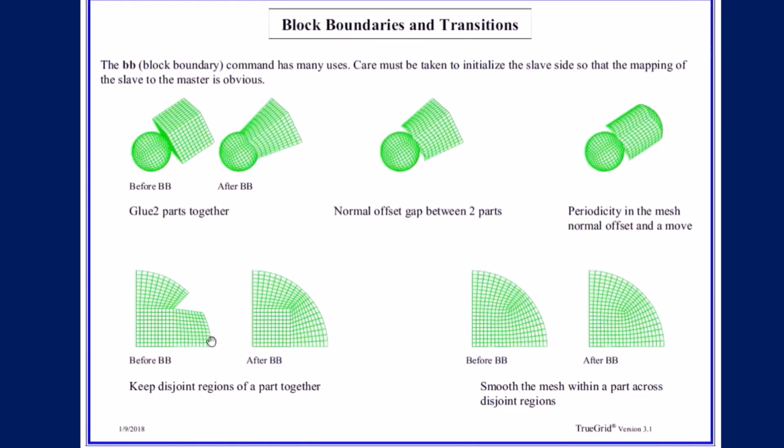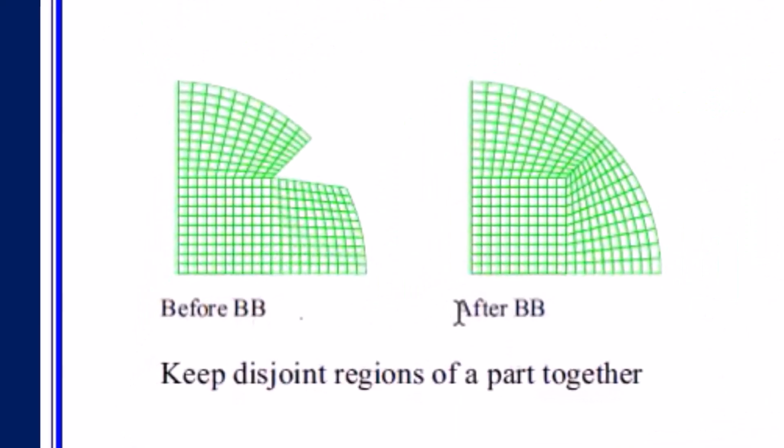So this might be the simplest example of it. We start out with the mesh looking like this, with this edge and this edge projected to a surface cylinder. But we want this edge to meet this edge perfectly. So by attaching with the block boundary command, we can glue them together like this.